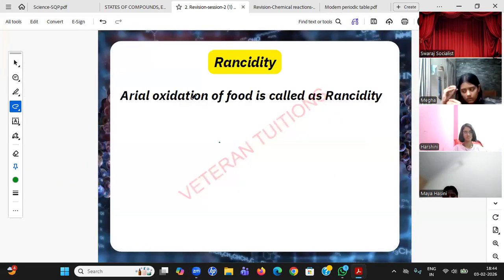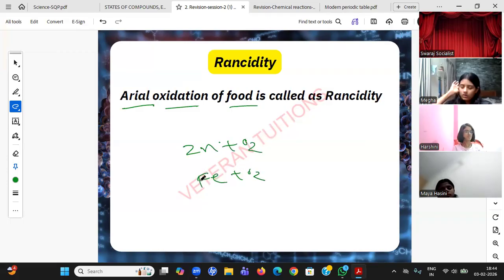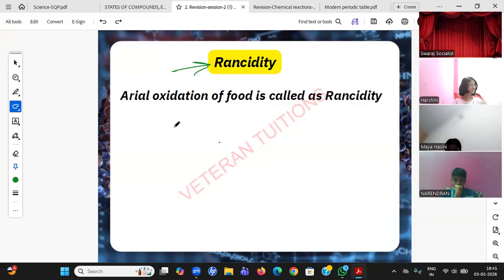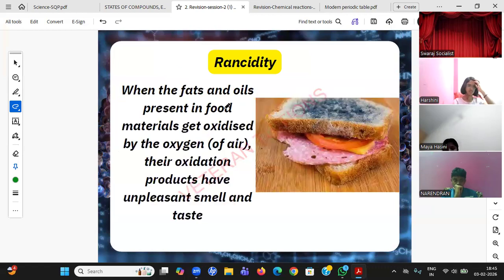Rancidity, students. What is rancidity? Yesterday we talked about food, right? The food gets some foul smell. What is that? Again, rancidity. Aerial oxidation of food. Just now we have seen metals are getting oxidized. This is rusting, this is oxidation. So we have Cu plus O2, copper oxide, rusting, corrosion we have seen. The same thing happens with food also. For food we will not use the word rusting or corrosion. We will use the word rancidity. Food also gets destroyed.